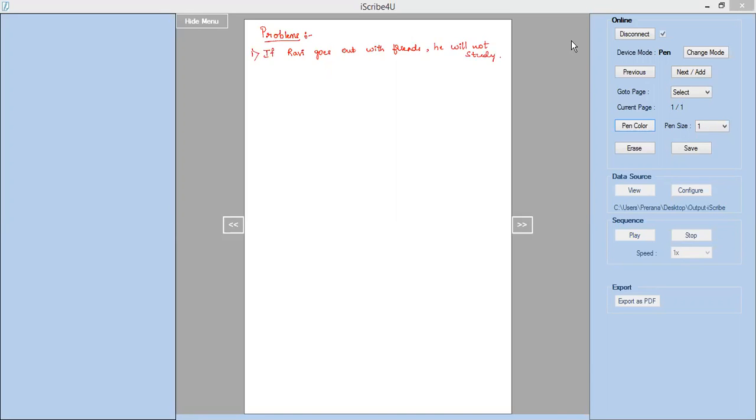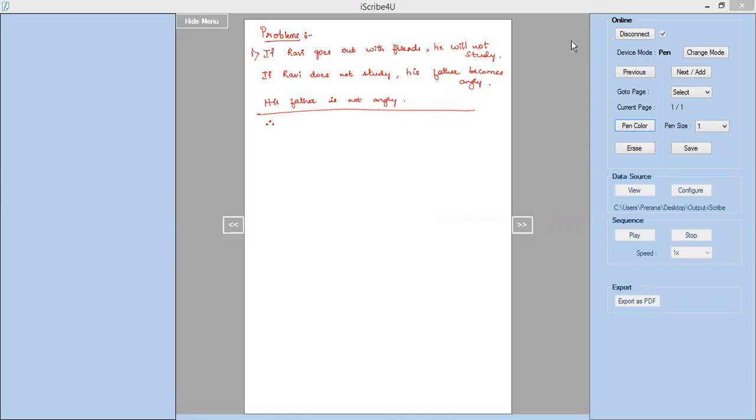If Ravi does not study, his father becomes angry. His father becomes angry is another statement for us. Third statement, his father is not angry.